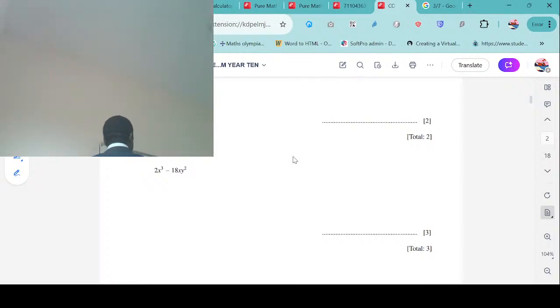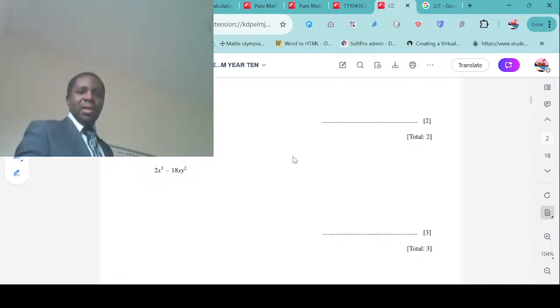So what is left? x squared, because x times x squared gives x cubed. Then 18 divided by 2 is 9. x divided by x is 1, so y squared will be left. But it says factorize completely. So the student might stop here, but you will be wrong, because this can also be factorized using what we call difference of 2 squares.